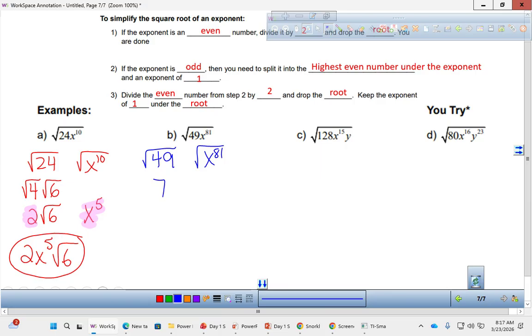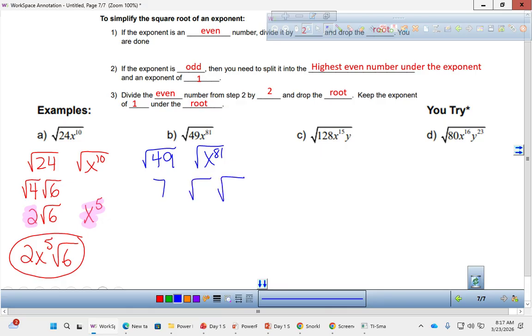Now, a lot of times kids want to tell me that the square root of x to the 81 is x to the 9. But it's not. Because with exponents, if the exponent is even, we can divide by 2 and drop the root. But 81 is not even. If it's odd, you need to split it up.